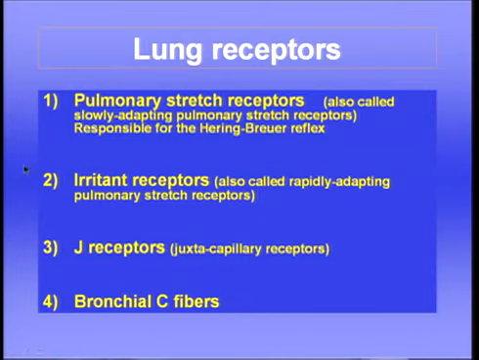That probably the irritant receptors are important there. There are also J receptors, or juxtacapillary receptors, as you can see here. The endings of the J receptors are in the alveolar wall, very close to the capillaries. The evidence for that is that if you inject a substance into the pulmonary circulation, you get a very rapid response of these J receptors.